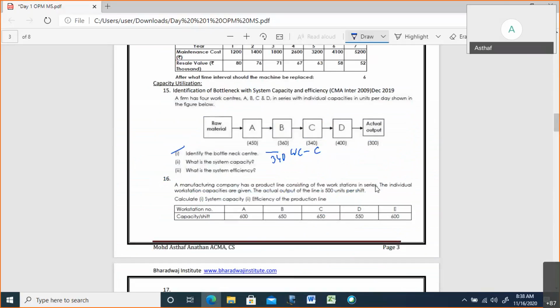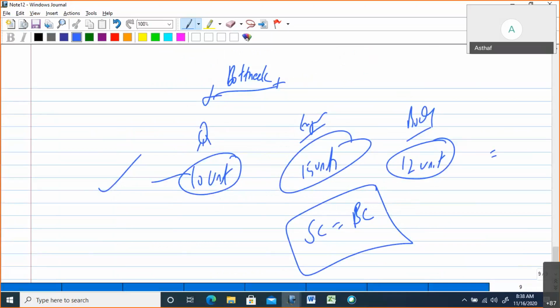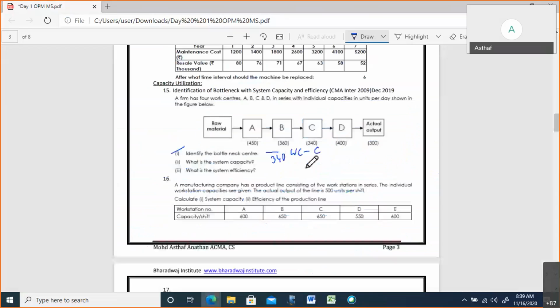So next is system efficiency. System efficiency is nothing but your system capacity by actual output into 100. So what is your system capacity? System capacity is 340.